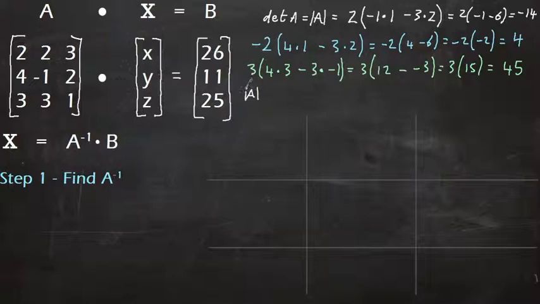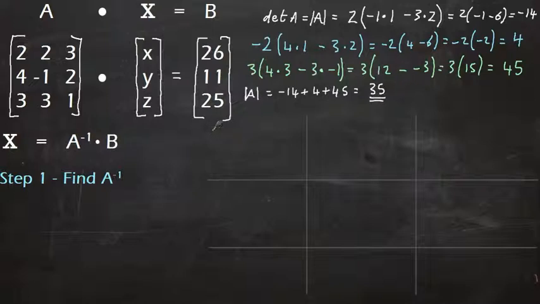So the determinant of A is equal to minus 14 plus 4, which is minus 10, plus 45, which is equal to positive 35. So that is the determinant of A.